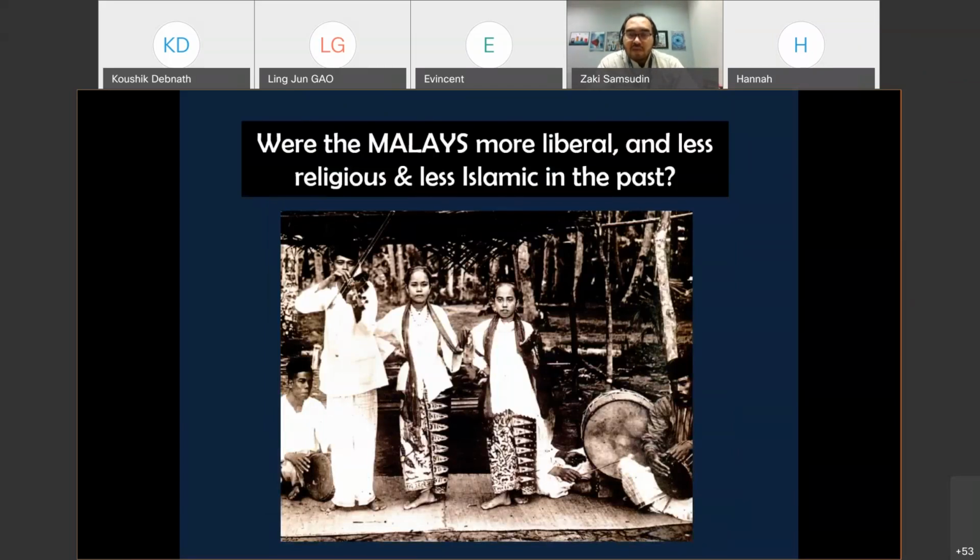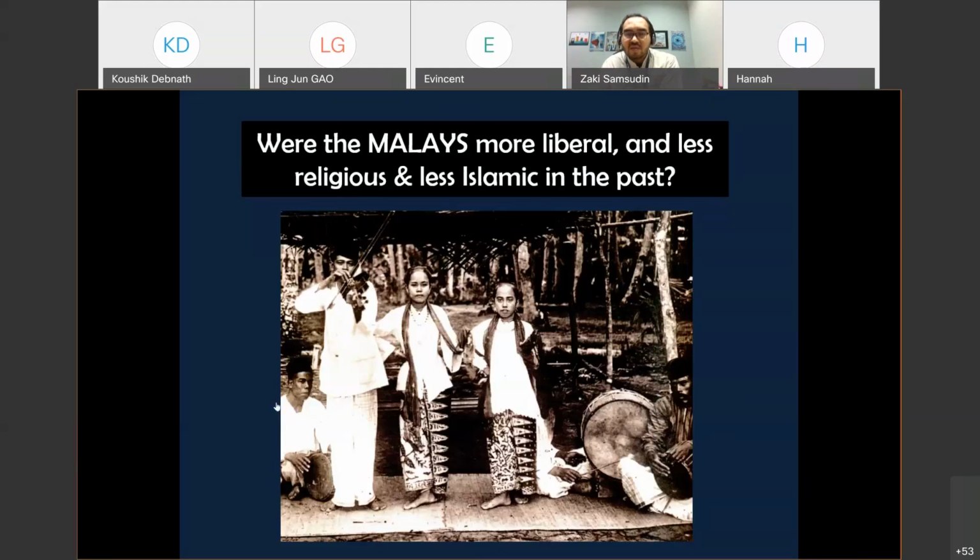Now, this is a point that I'll just bring up for a moment, and we'll discuss this more when we come to the last topic in the semester, which is about Islam and the Constitution. The Malay people over here in Malaysia, were they more liberal and less religious and less Islamic in the past? Now, this is showing you a picture of a typical Malay adult in terms of how we used to dress ourselves in public.